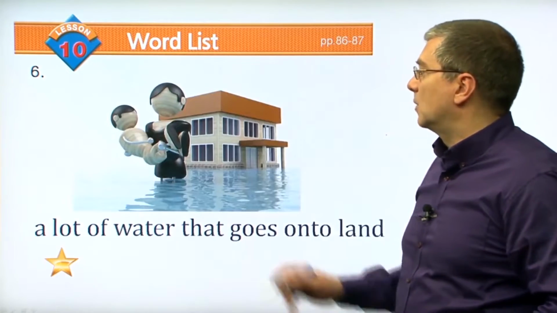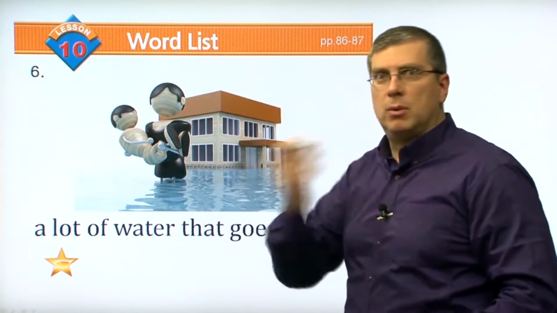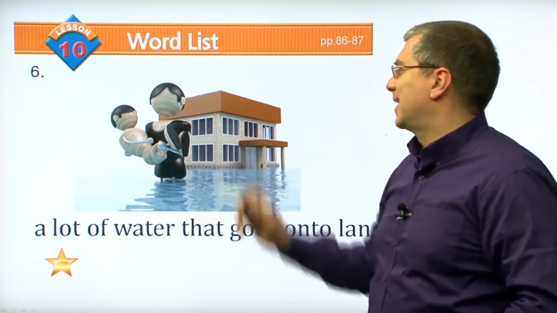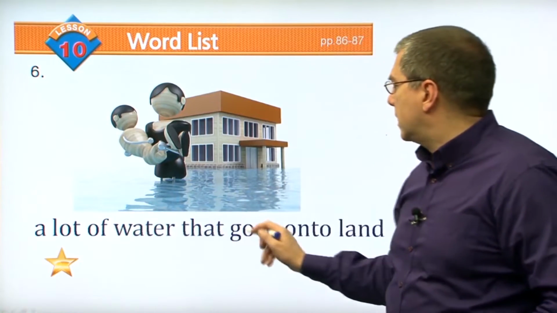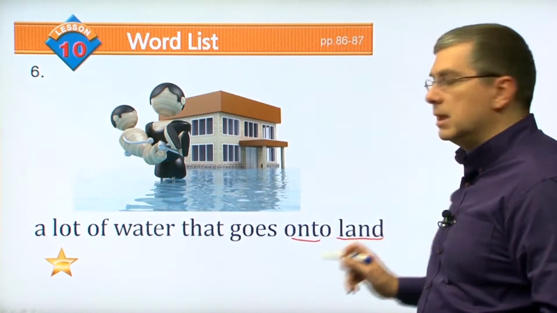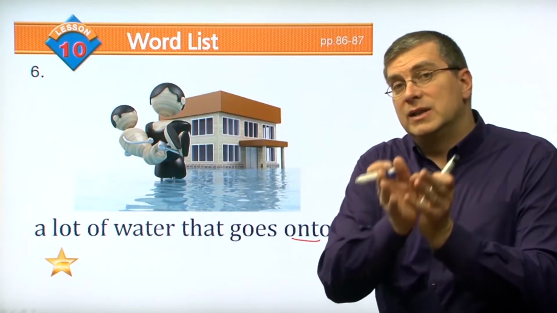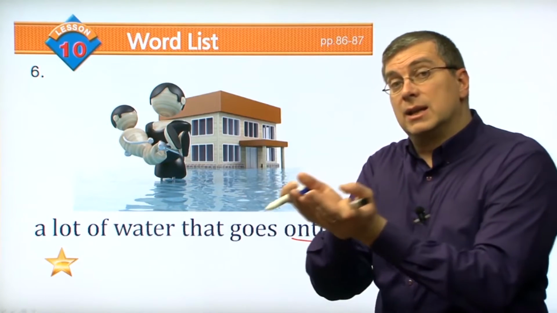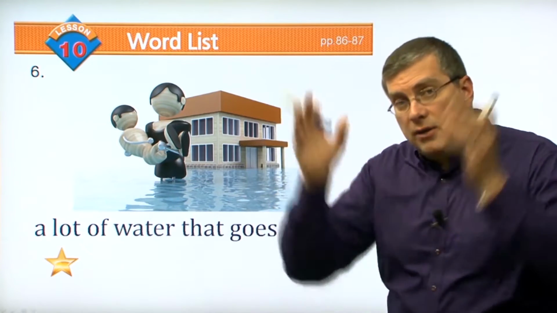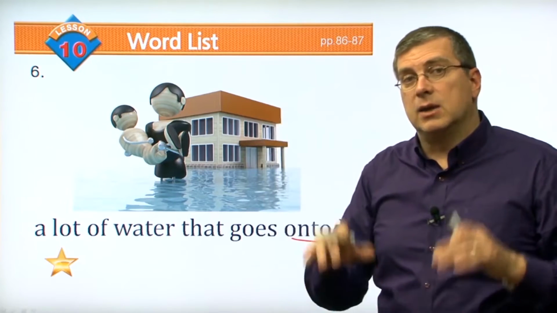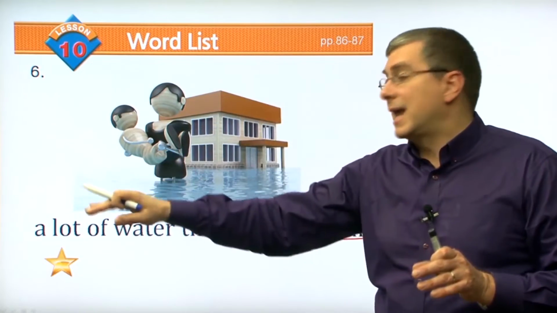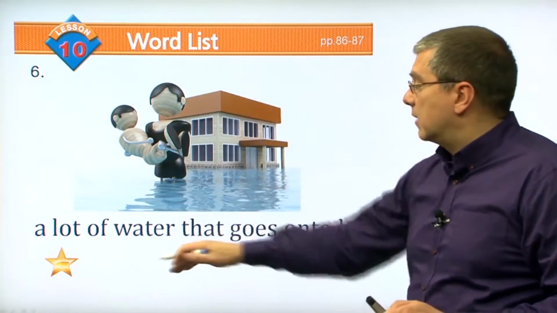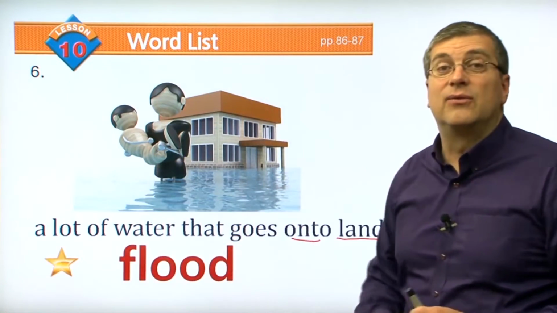Okay, the next word. Oh, we saw this picture before, right? The people with no face. Okay, let's take a look, of course. But we're looking at the water again. A lot of water that goes onto land. So usually the water is in the river or it's in a lake. But if a lot of water comes from the sky in rain or as snow, then maybe that water will come onto the land and cover everywhere. And of course we say that is a flood.